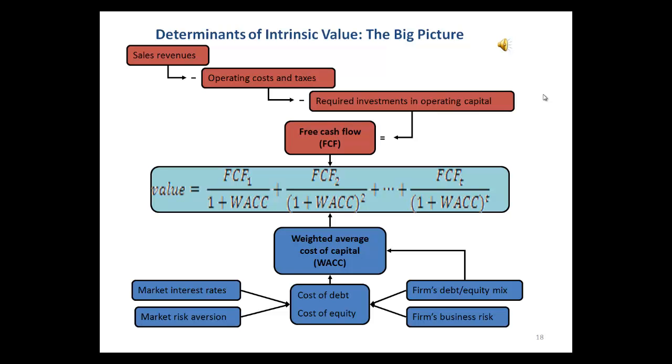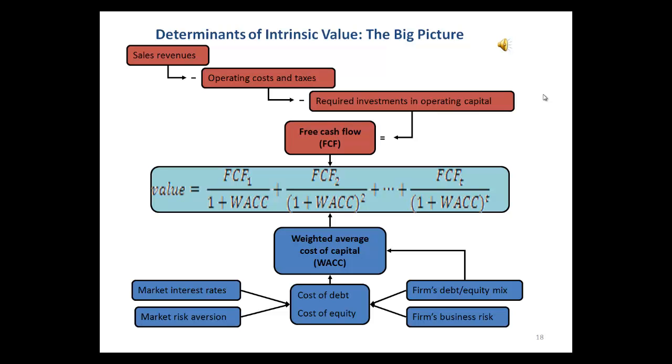And you sum up all these discounted values, and that's why we say the value of the company is the total present value of all the future expected free cash flows all those years discounted by the WACC. And above this equation, you see we have sales revenue minus operating cost and taxes, and then minus the required investment in operating capital. This is actually the procedure, or say the process, to estimate the free cash flow that the company is expected to generate every year. Below this equation, you see we have weighted average cost of capital, the WACC.